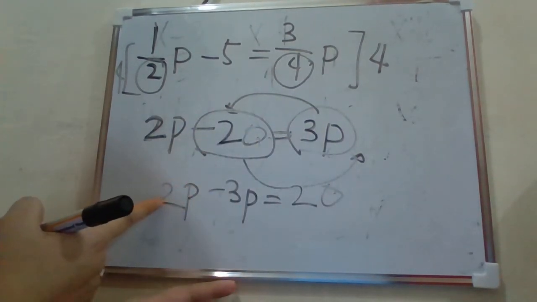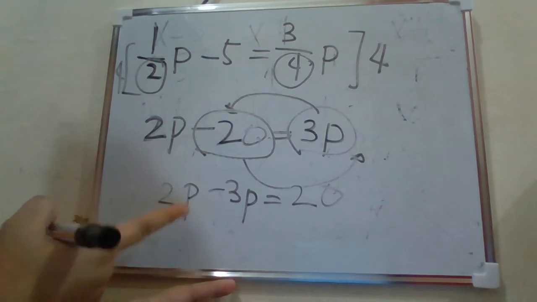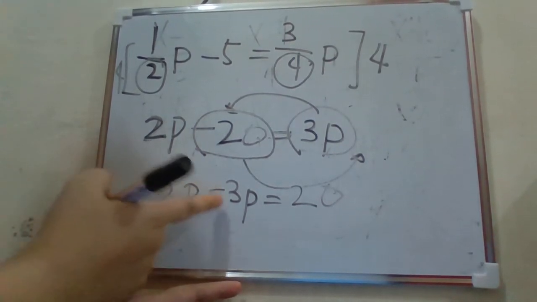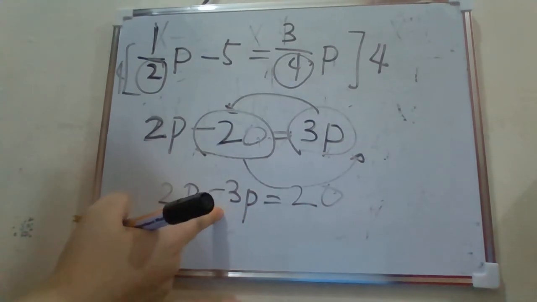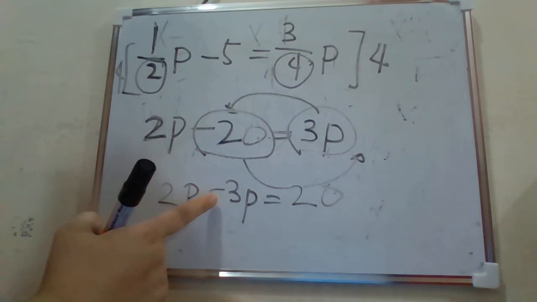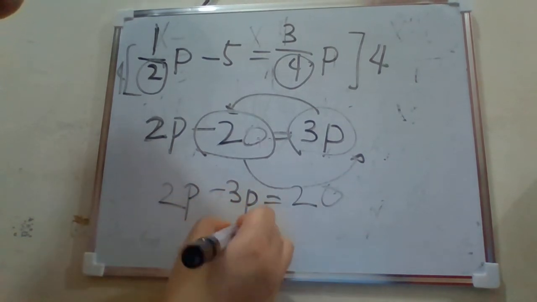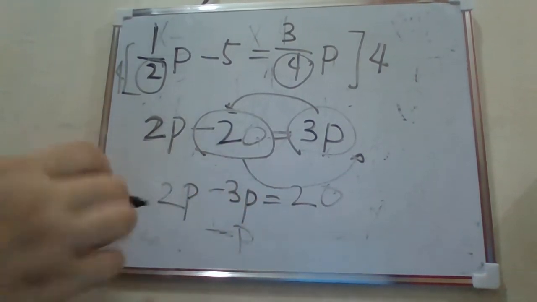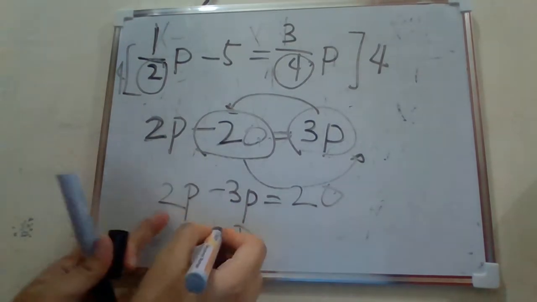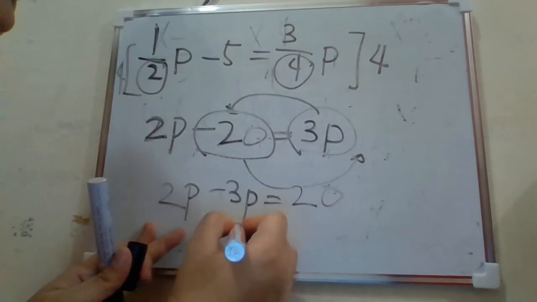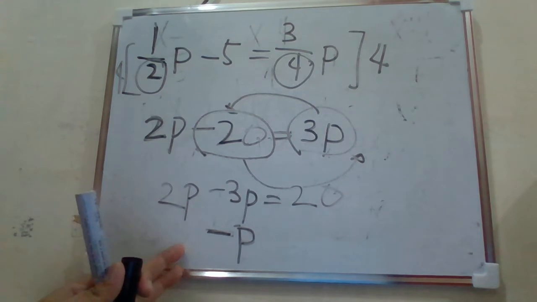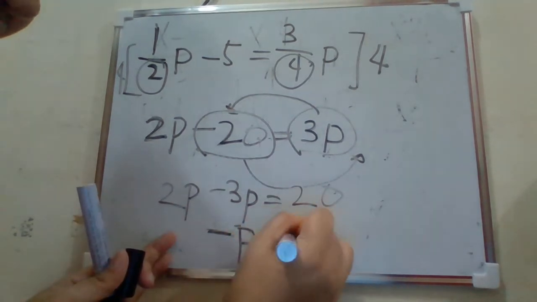So when we do the subtraction for polynomials, 2p minus 3p, we get 1, and we follow the sign of the one with the greater coefficient, so it becomes negative p. There is an invisible 1 that we no longer write, and equals 20.